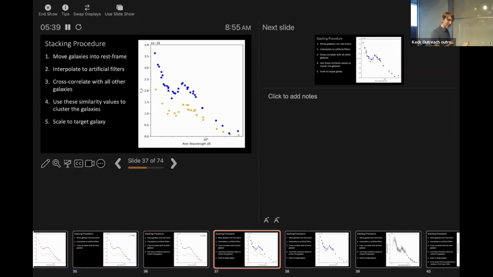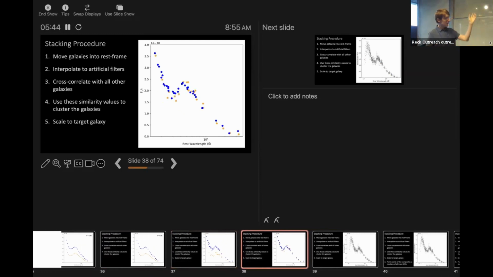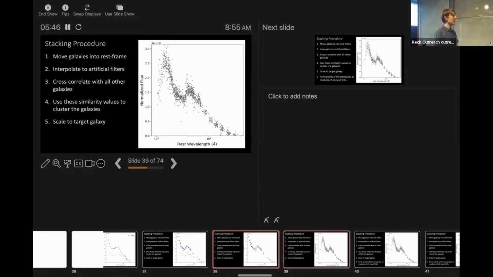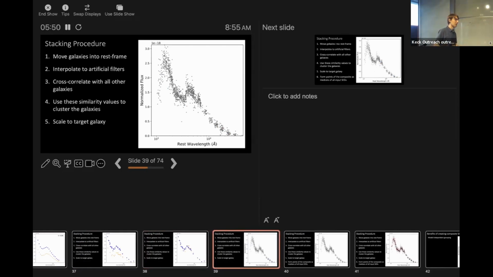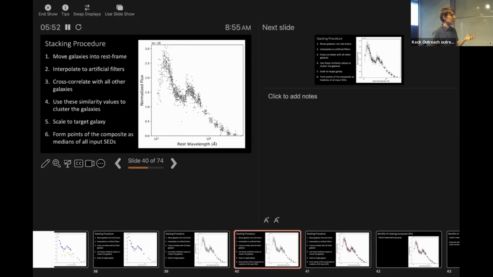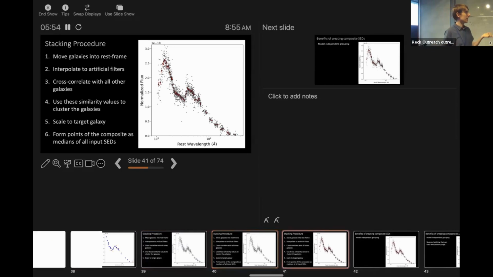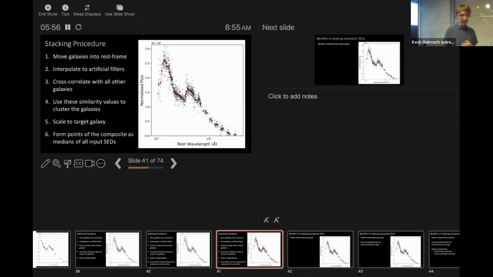And then once you have galaxies in the same group, such as these two, you scale them up to sort of the same height. Do this for all of the 20 or so galaxies that might be in that group, and then can form a composite SED as the median of these points.